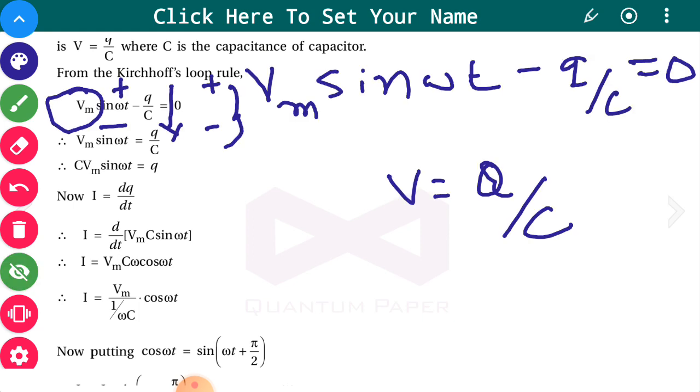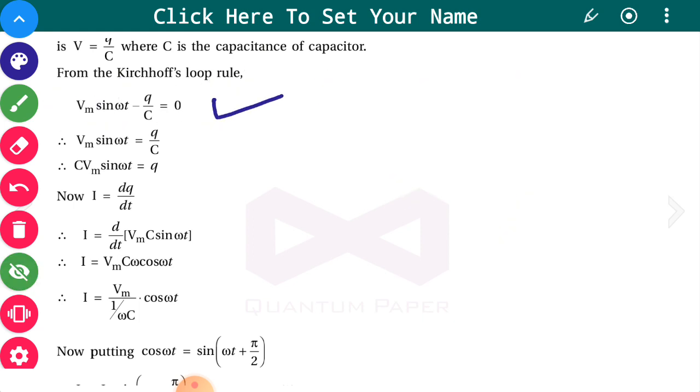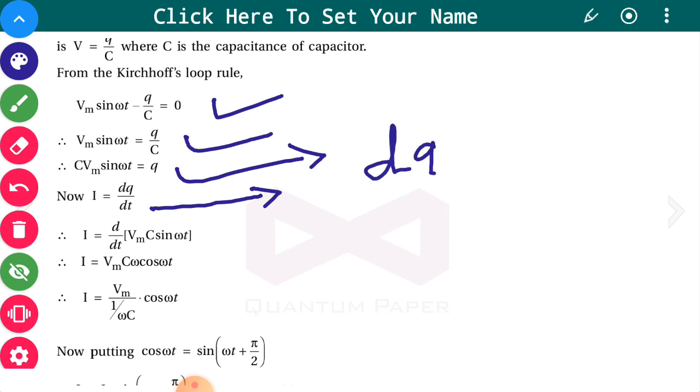So it is written like this: Vm sin omega t minus Q upon C is equal to 0. So Vm sin omega t is made the subject of the formula, and C is then multiplied to the left hand side. So C into Vm sin omega t is equal to Q. Now as you know, I is equal to dq upon dt. So we are taking the differentiation of this equation to find the current. So dq by dt, where C and Vm are constant.